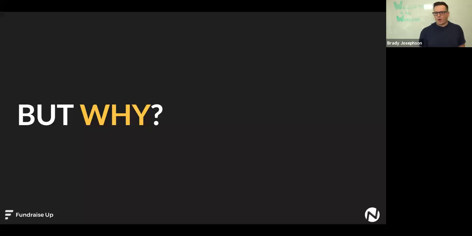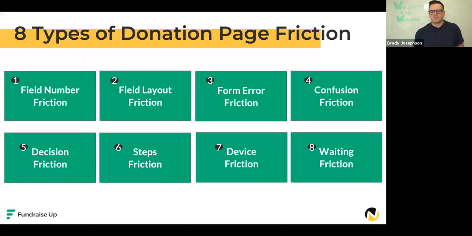So the question is, well, why? Why do they perform good or why do they perform bad? And this is where the 8 different types of donation page friction come into play. So we're going to go through all these 8 with some examples of why it's important and what we saw in the study. So the first is field number friction.